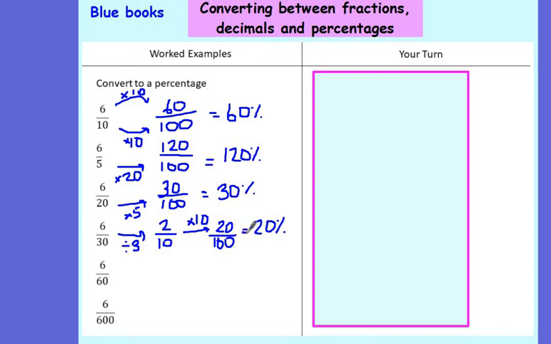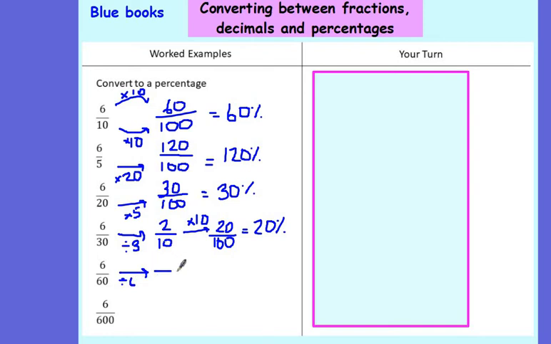Let's go over that again. I can't convert my 30 directly to 100 by multiplying by a whole number, so I've taken an intermediary step by dividing by 3 to turn it into tenths, and then multiplied by 10 to give me a number over 100. I've got to do the same process for the one below.